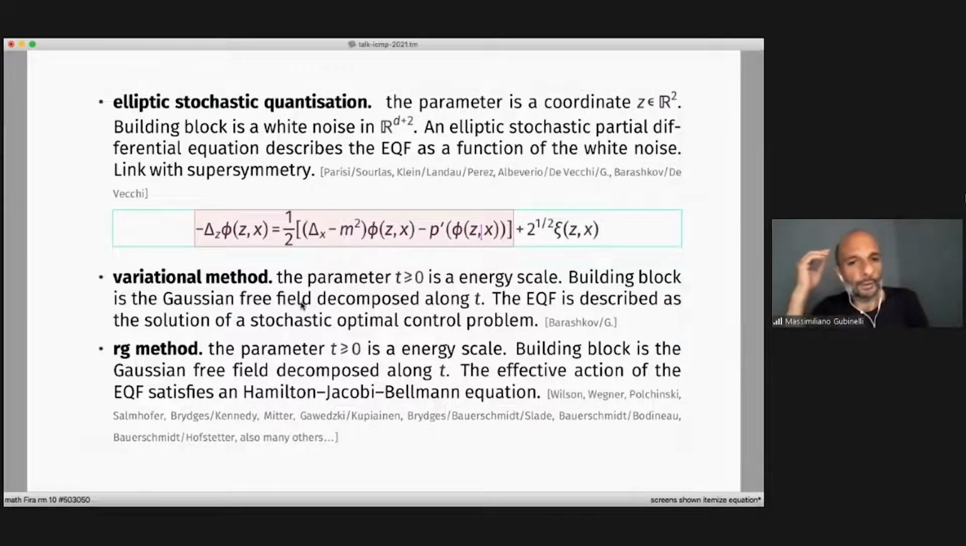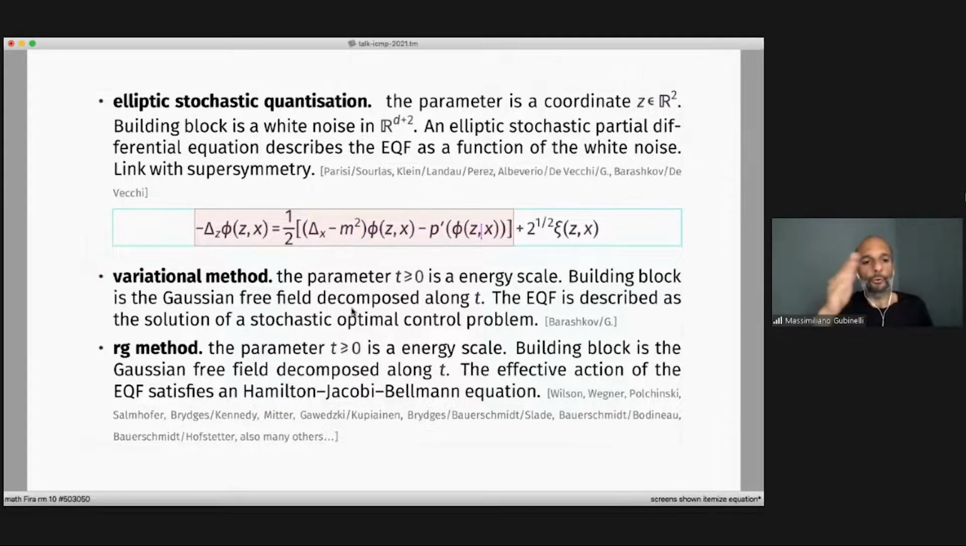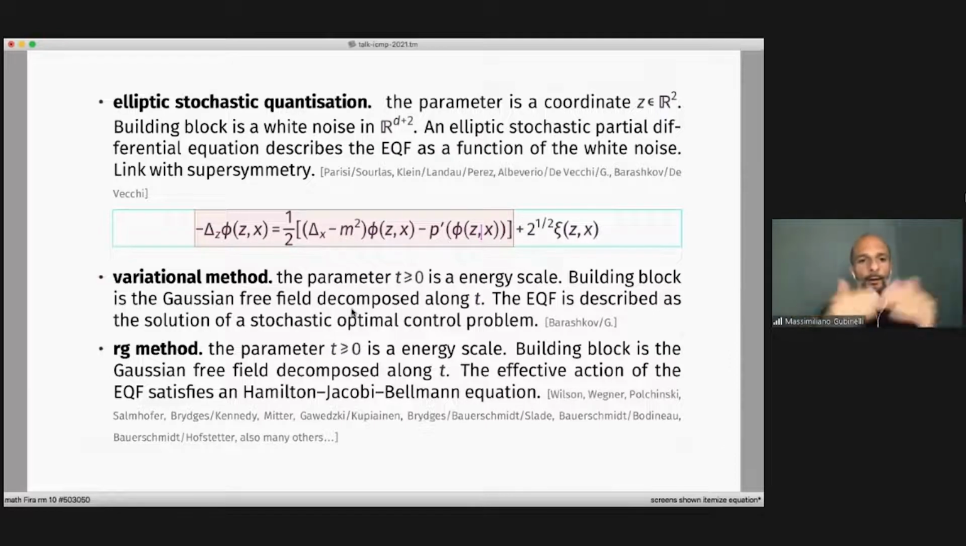There is a variational method we introduced with Nikolai Barashkov recently, where the additional parameter you analyze is a scale parameter. So this goes into the relation of renormalization group. So you decompose your field scale by scale, and you use it as a building block. And the equation which links the global to local is given by a stochastic optimal control problem. And this is a link with the RG method.